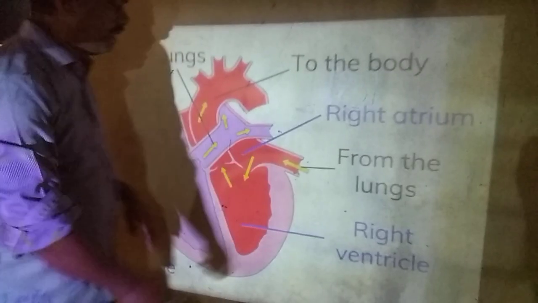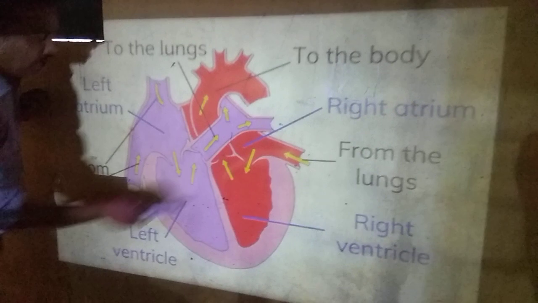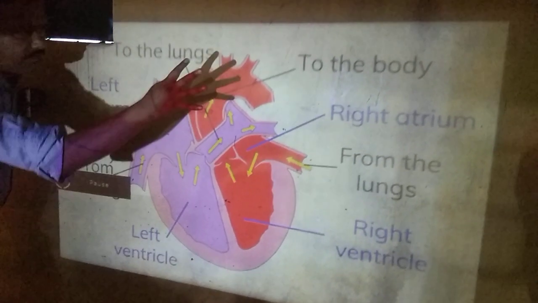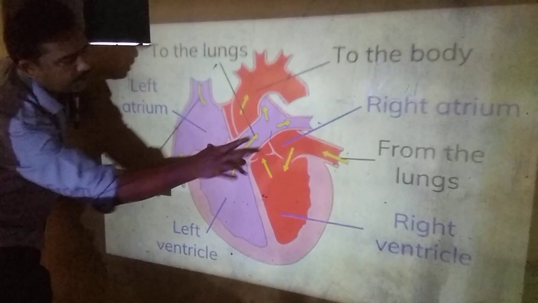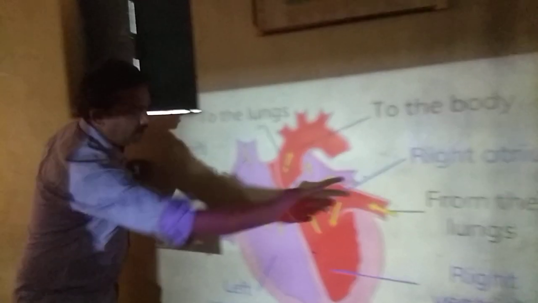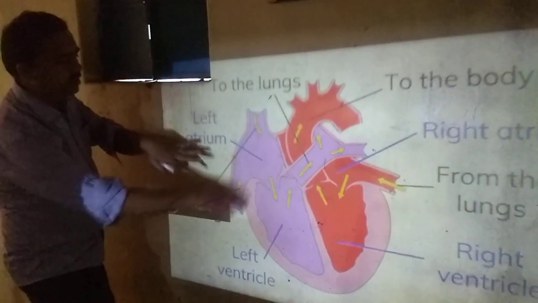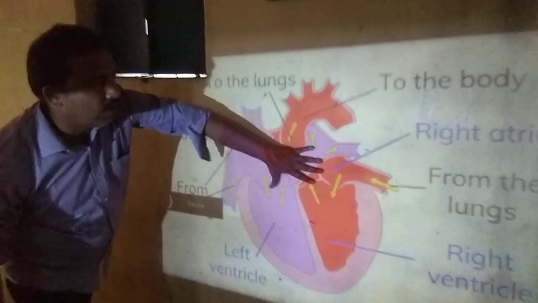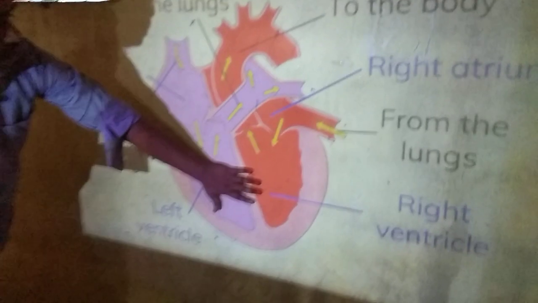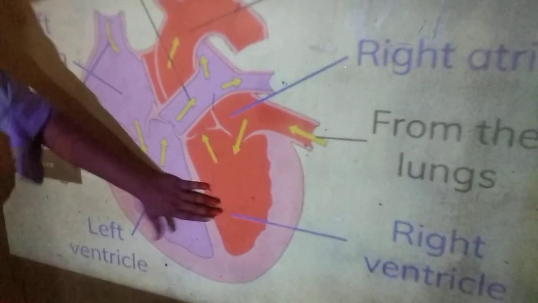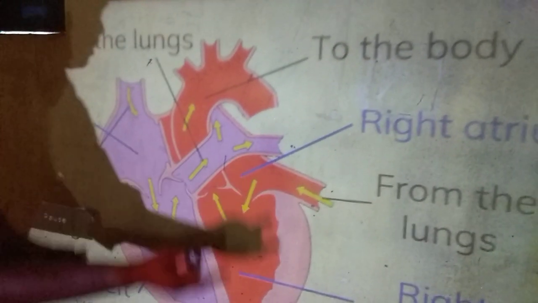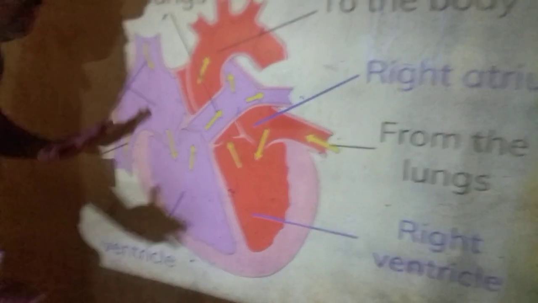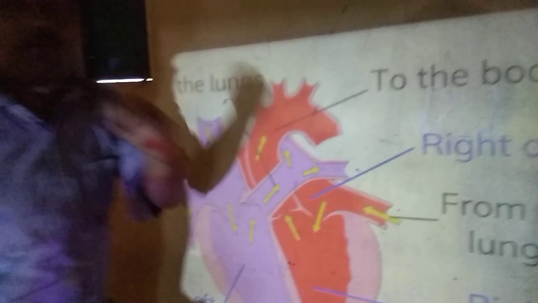In this part, the heart has four chambers. The upper two chambers are called the right auricle, or right atrium, and the left auricle. The upper two chambers are the auricles, and the lower two chambers are the ventricles. They have four chambers.